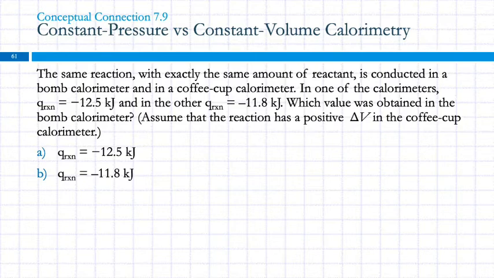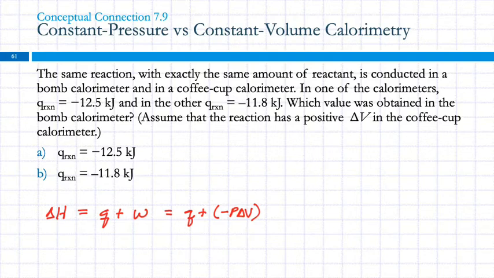We're supposed to assume that the reaction has a positive change in volume. So remember we talked about energy being heat plus work, and the work could be pressure volume work. Which one allows a change in volume? The coffee cup. Because in the coffee cup, like if gases are given off, they can just expand. In the bomb calorimeter, it's sealed, it's airtight, and so the volume has to stay the same.